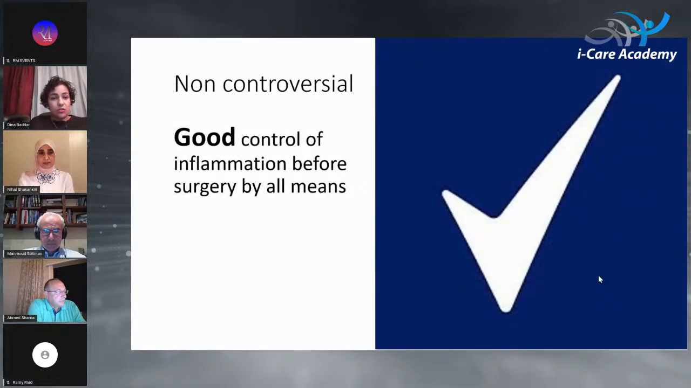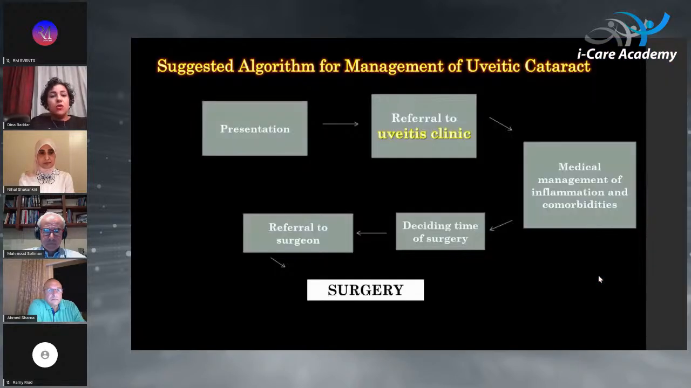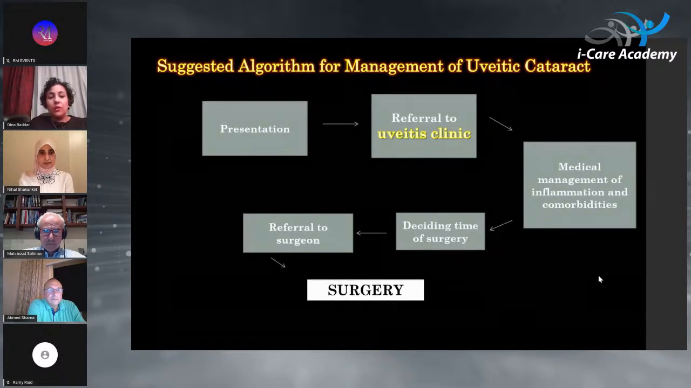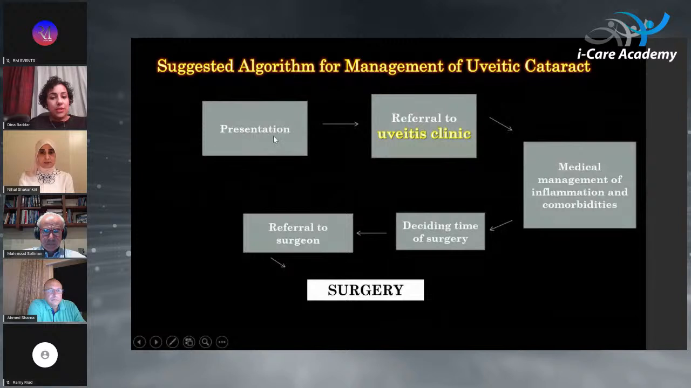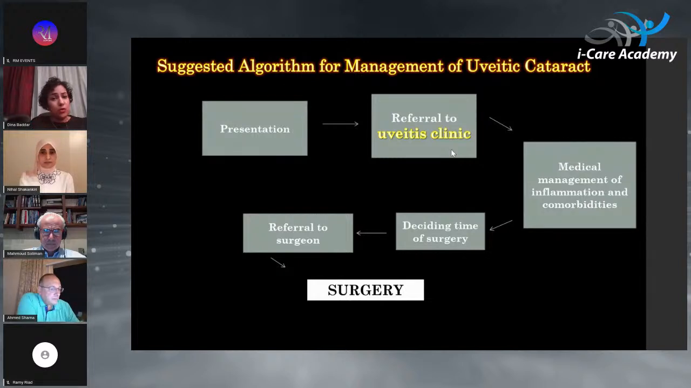But the one thing that is not controversial, and that we all agree, is that good control of inflammation before surgery is the key player in the success of the surgery. So this is my suggested algorithm. As I was just telling you, I don't do my own surgery. What I would recommend is that when the patient presents, he or she is referred to a uveitis clinic, even if he or she is quiescent. Don't rush into surgery. You don't know what's happening in the posterior segment, and you don't know how long this patient has been quiescent for.